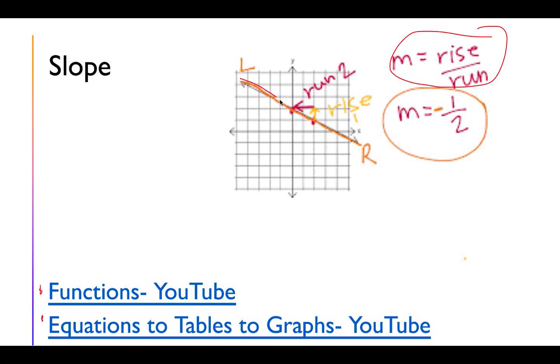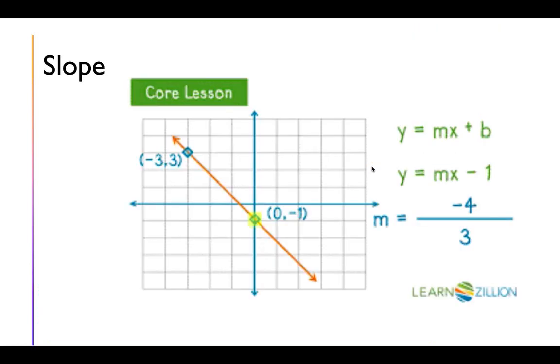So if we were to look at this line, we can tell that it's going downhill. So downhill, we know it needs to be negative, and rise over run. You went down 1 over 2. Down 1 over 2. Right? You can also get slope.